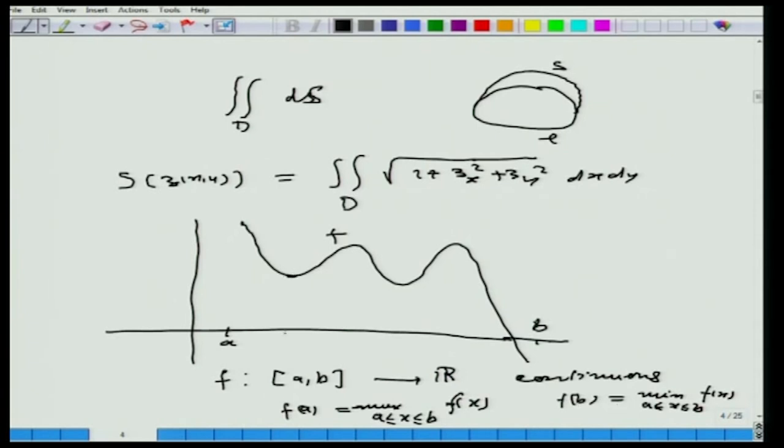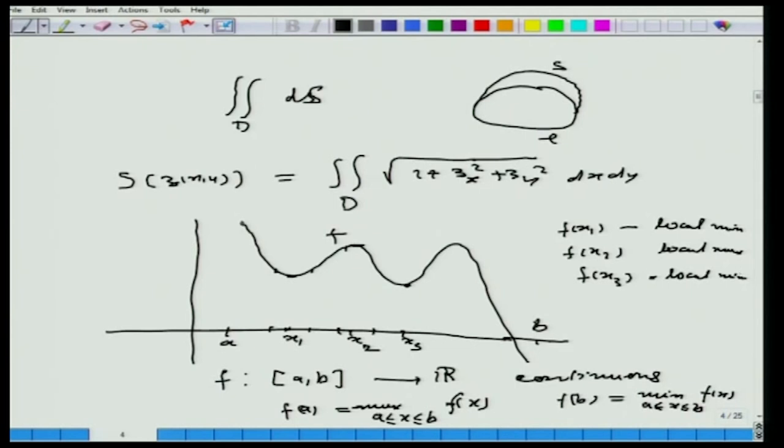Then there are other points, let us say this is point x1, this is point x2, and this is point x3. So, here we have f(x1), f(x2) and f(x3). Now, these are the points of local minimum or maximum. For example, f(x1) is a local minimum, because in the neighborhood of this point, it has the least value. Similarly, in the neighborhood of x2, it has the maximum value, so this is a local maximum. Similarly, f(x3) is also a local minimum, but we have f(a) as the global maximum and f(b) as the global minimum.